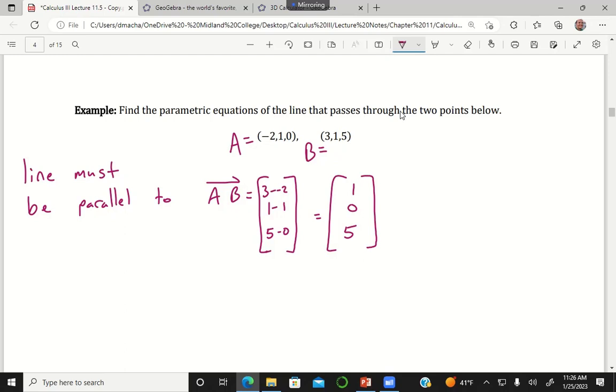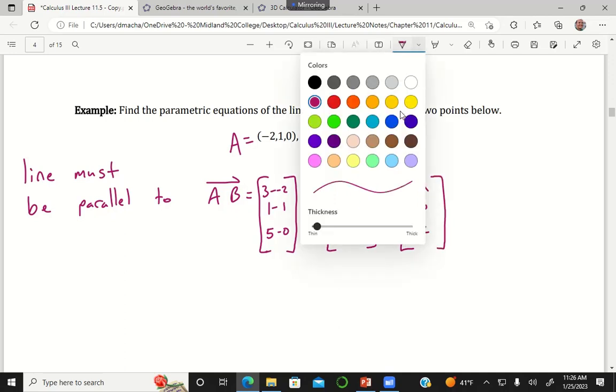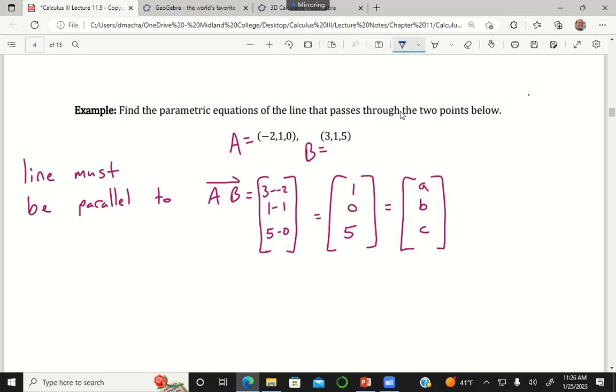And since my line must be parallel to this vector, it's sort of like my vector with entries A, B, C. Ah, you're right. Thank you for catching that. Yeah, so 3 minus negative 2 is 5.